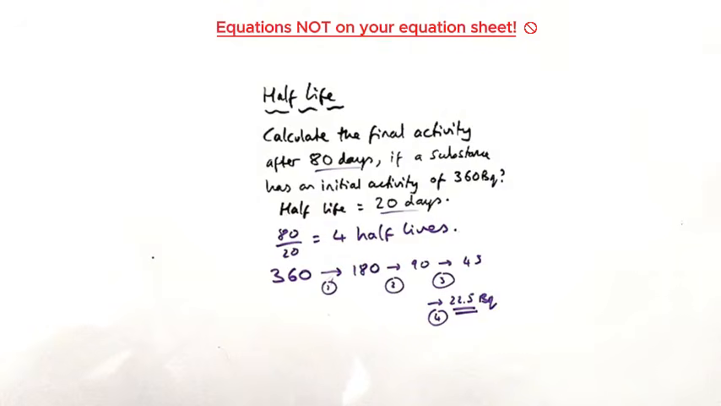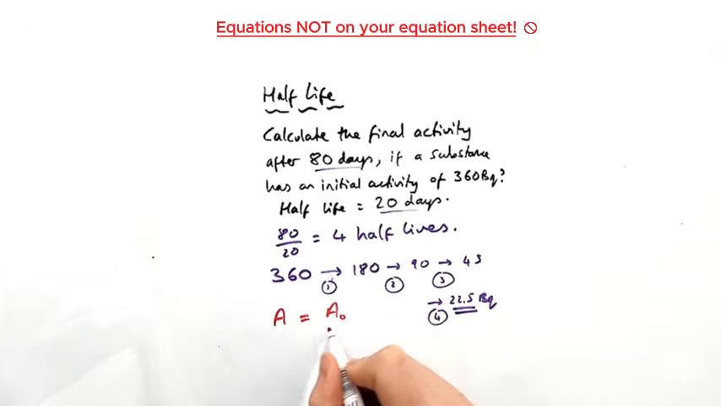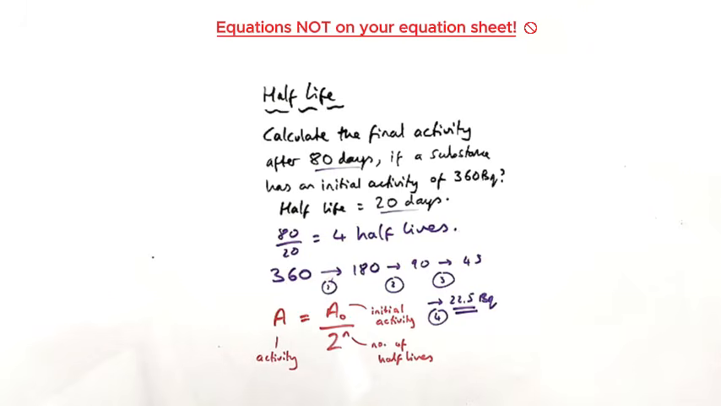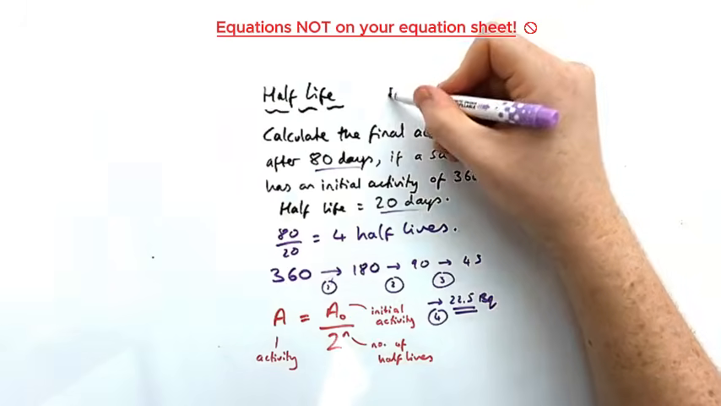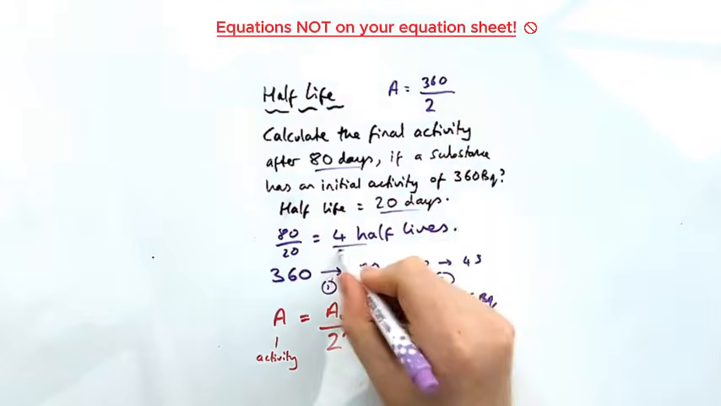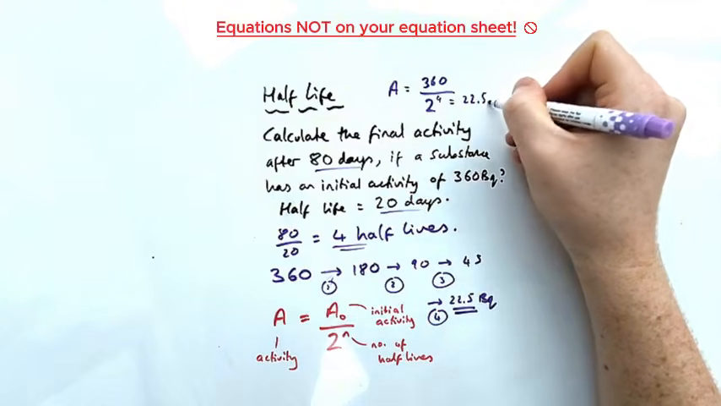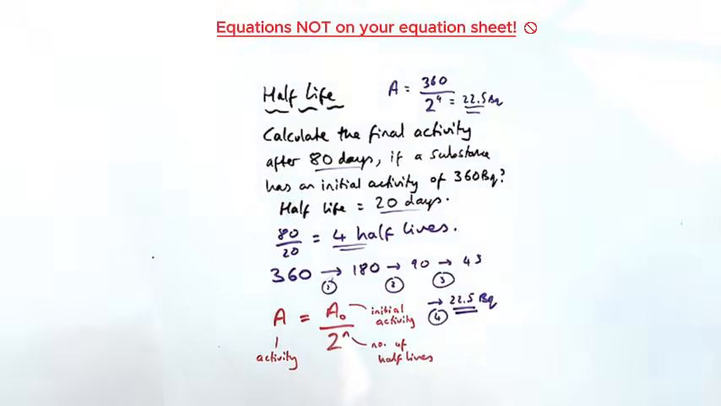An equation that can help, though, is to say the activity equals the initial activity, A0, divided by 2 to the power of how many half-lives there are. Let's just show you that this equation works. So if I have activity equals the initial 360 divided by 2 to the power of 4, so 4 half-lives, then basically I'm finding 1/16 of 360, which gives us 22.5 becquerels. And that's how you can use that equation in half-life calculations.